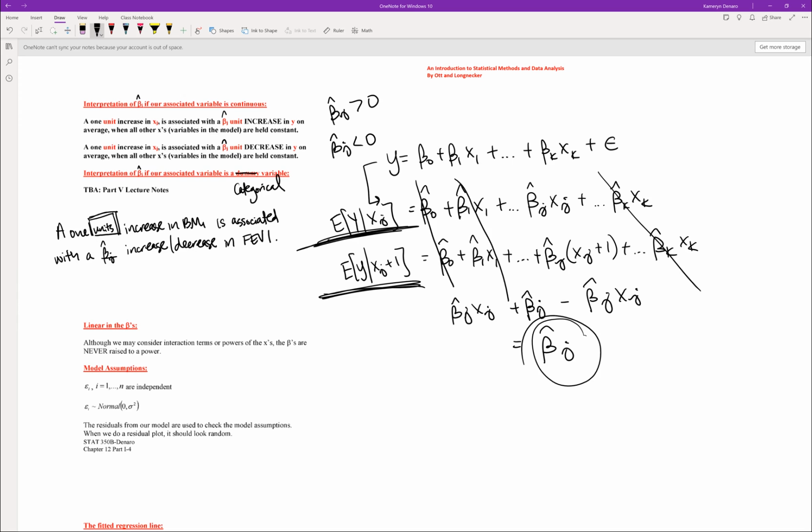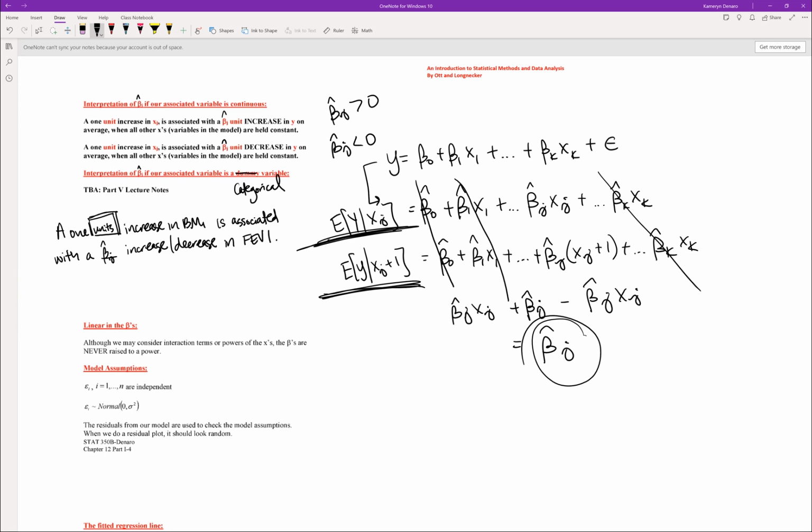All right, linear in the betas. Remember that in the last video we talked about that our betas are never raised to a power. So we have linearity in our betas. We can always have interaction terms or powers of the x's, but we cannot do that with the betas.